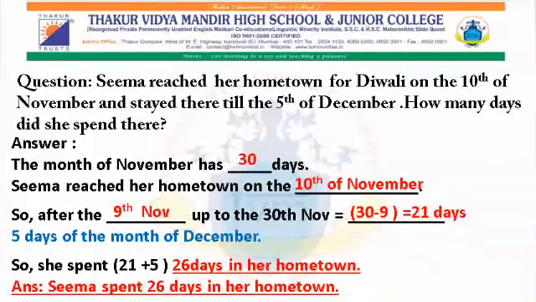First, the month of November has 30 days. Then Seema reached her hometown on the 10th of November, as the question says. In the last question, we have studied that instead of 10th of November, we have to take one day prior for the calculation purpose. So after the 9th November up to the 30th November, calculation 30 minus 9 is 21 days. But this is not our final answer. This calculation was of the month of November. So for the month of November she stayed 21 days.